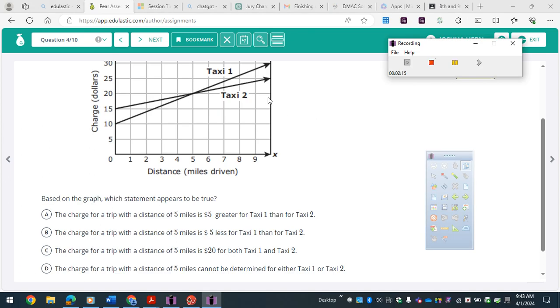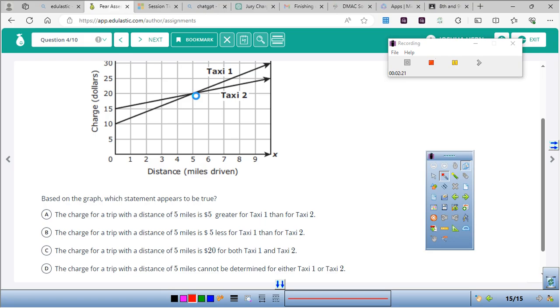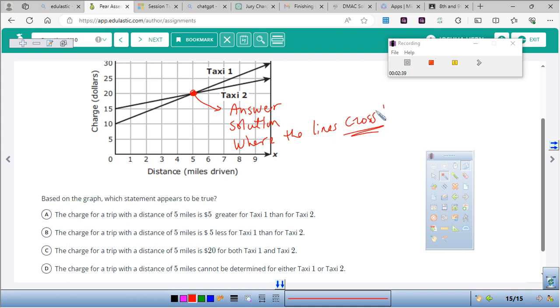So once you see these kinds of questions where there are two lines and they cross, this is your answer right here. Right there, as you put, that's your answer. Your answer is known as your solution. And it's where the lines cross. So this would be at 5 and 20. This would be at 5 miles. You get a charge of $20.